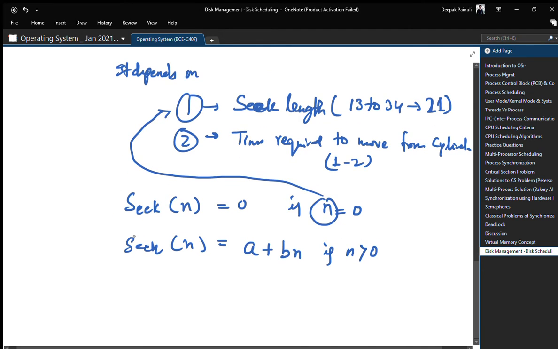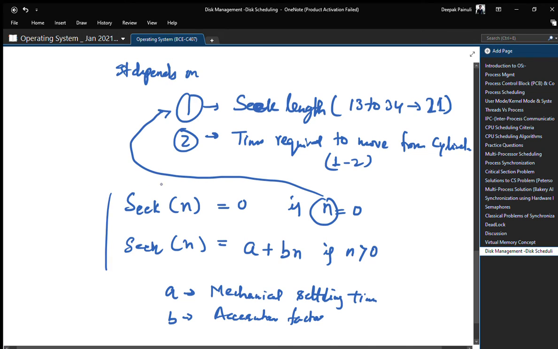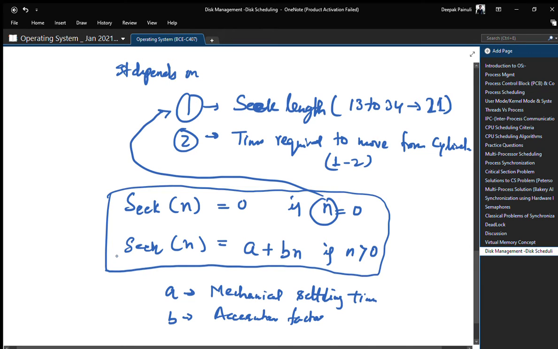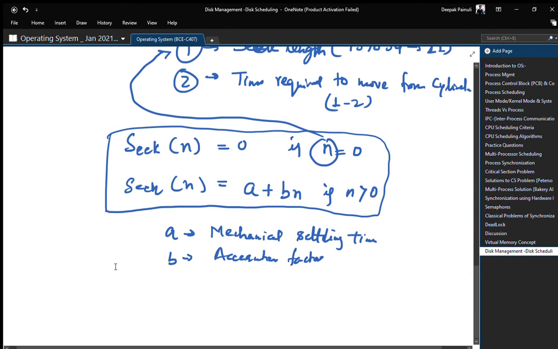And what are a and b? Here a is the mechanical settling time, and b is the acceleration factor. So if n is greater than 0, then seek time will be a plus b n, where a is the mechanical settling factor. Because the head is a mechanical device, it needs to settle before going forward and backward. So that's why mechanical settling time is added, and the acceleration factor is added. That means the number of cylinders it traveled and the speed of travel, right? That's why that is given.